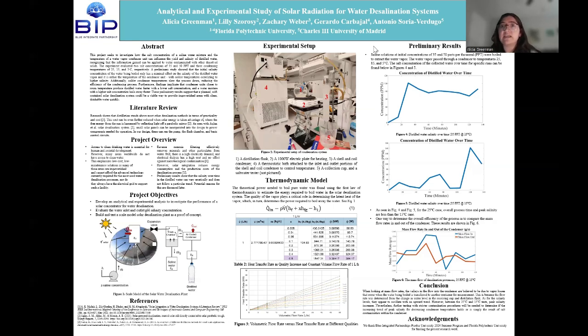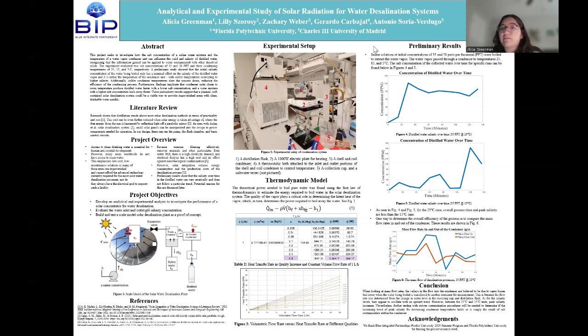As for the experiments, we used a saline solution of 35 parts per thousand as the initial solution. It was boiled to extract the water vapor, and that passed through a condenser at temperatures of 25 degrees Celsius and 15 degrees Celsius. Then we collected the water after it went through the condenser, and we used a saltwater tester to test the salinity after the entire process. These results can be seen in figures 4 and 5.